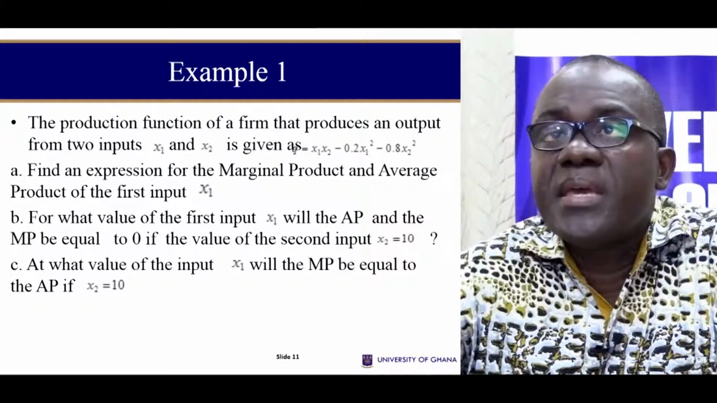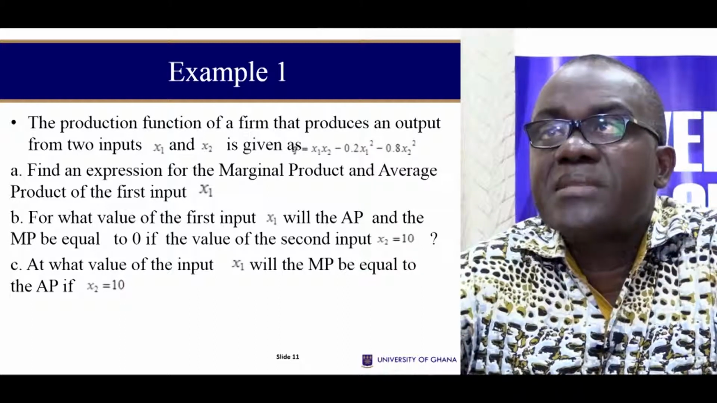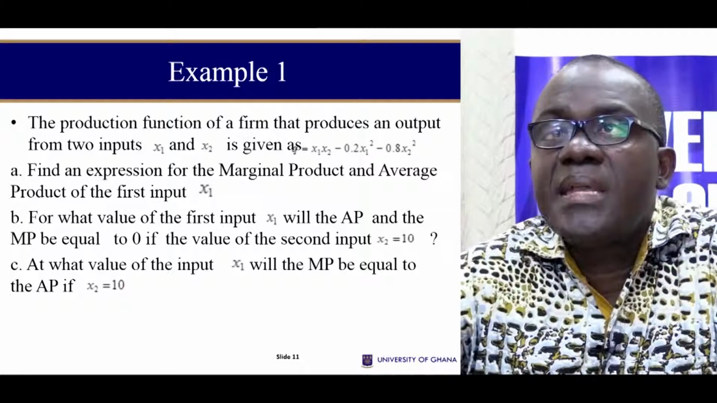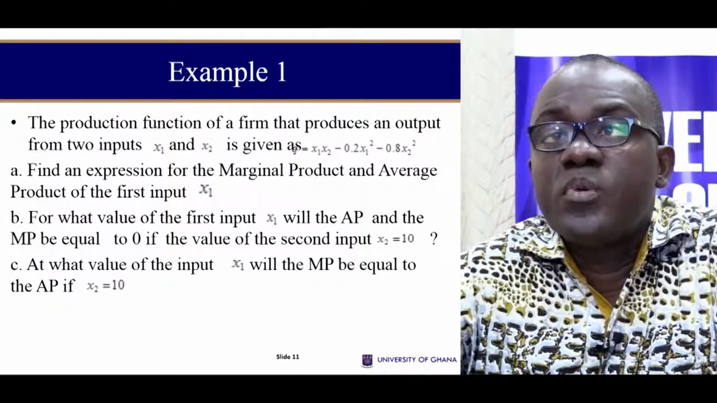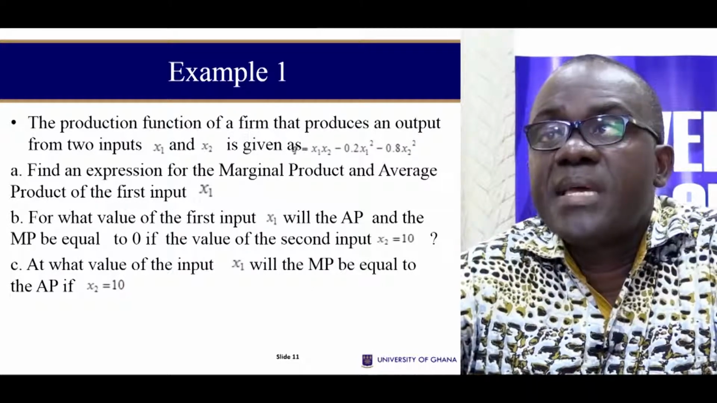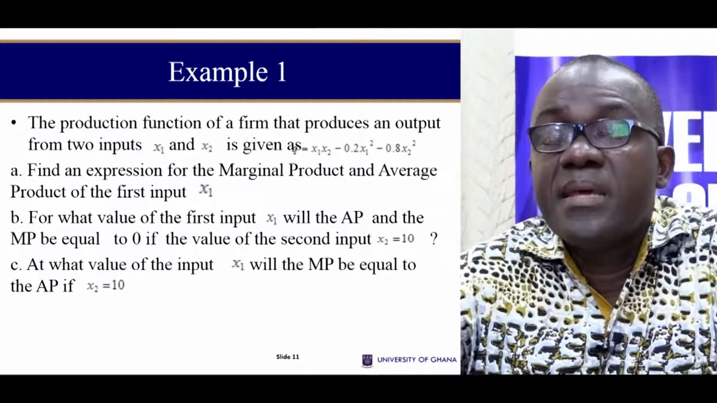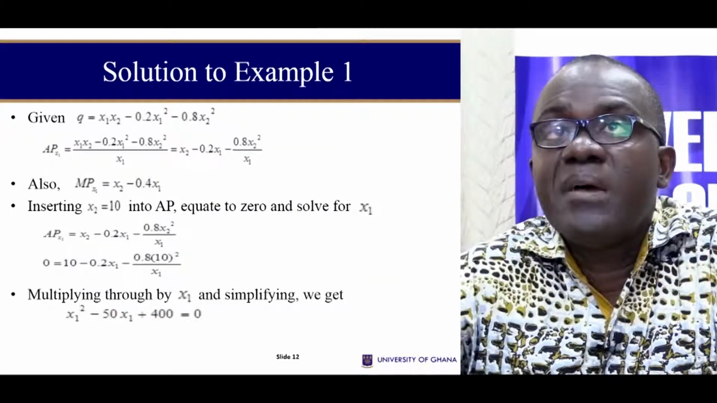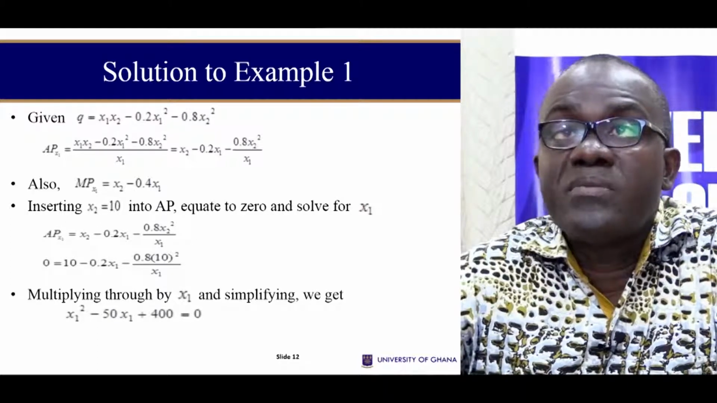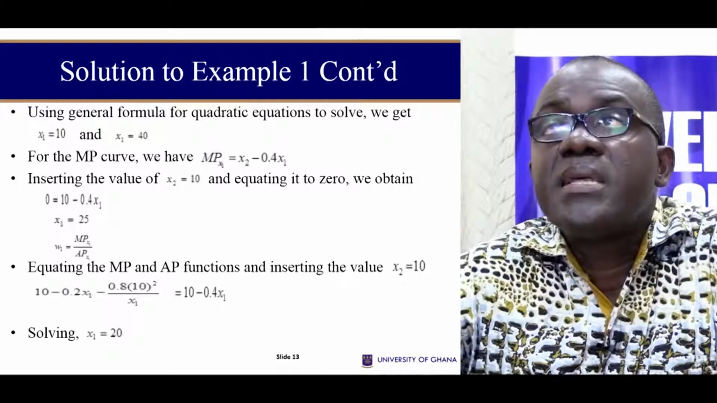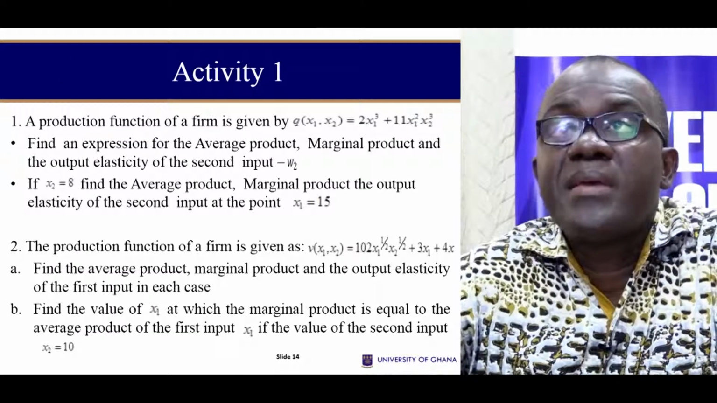We have this function over here, and our aim is to find the marginal and the average product, and also to find the value of the first input x1 with respect to average product, and then the marginal product will be equal to 0 if the value of the second input is equal to that. We have tried to show the solution over here. You can take your time, go through systematically, and convince yourself that these are the solutions to the examples that we have over here.